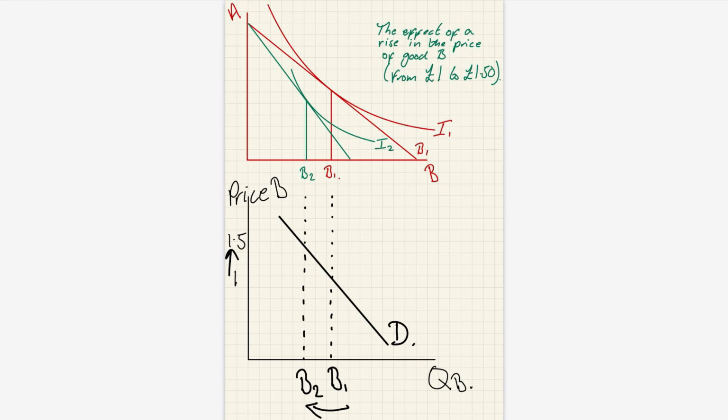The diagram here shows the budget lines and indifference curves for a consumer who has the choice between consuming good A and good B. The original budget lines are the red ones there, I1 and B1, and the new indifference curves and budget lines are the green ones, I2 and B2. The original price of product B was £1, and then that has risen to £1.50. The price of product A has stayed the same.